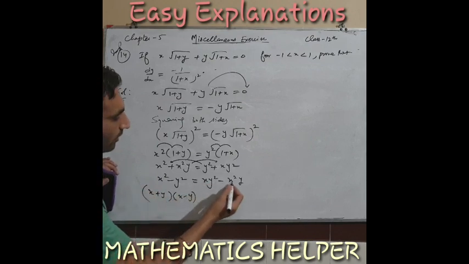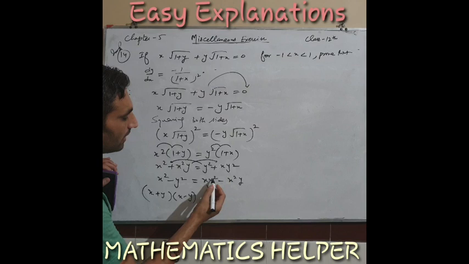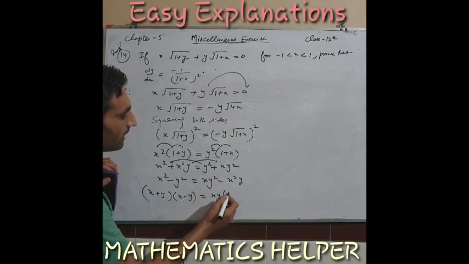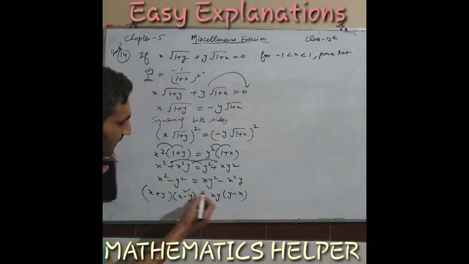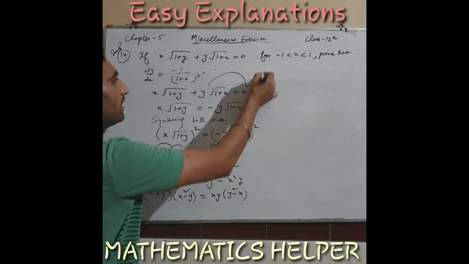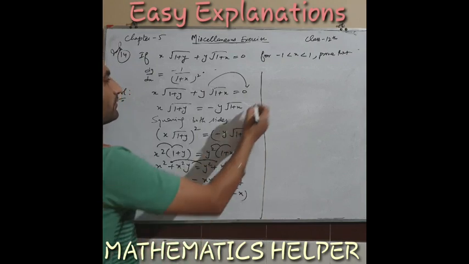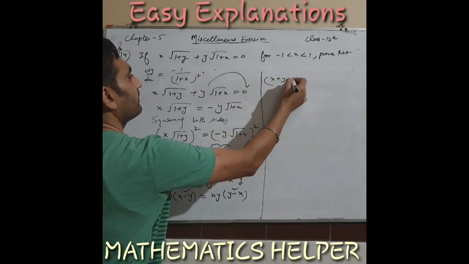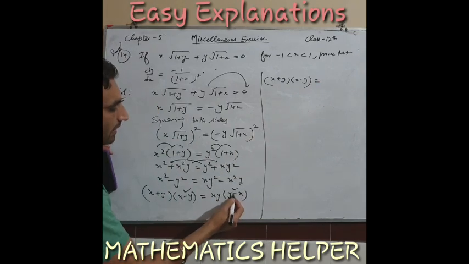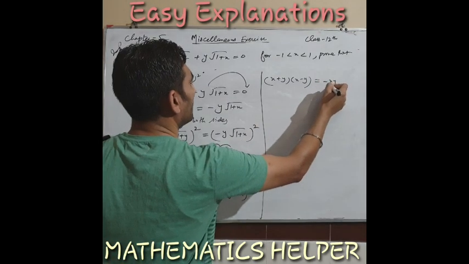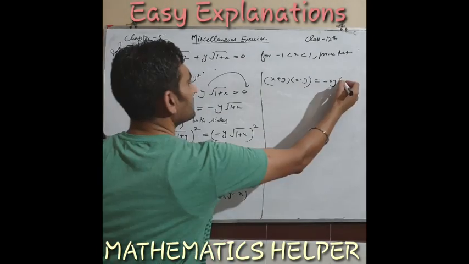Similarly here, try to take some value common if possible. What will be common? You can take xy common. So xy common will give y minus x here. But they are different. Here you have x minus y, in this you have y minus x. So let's make them equal. First, the left side will remain the same, but the right side is having minus common. When we take minus out, it will be minus xy into x minus y.